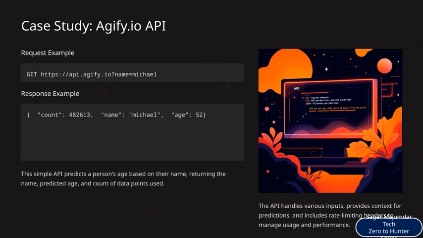What makes this API really useful is its simplicity. It takes a name as input and provides a predicted age, along with the context of how many data points support that prediction. It handles various inputs effectively, and it also offers additional details like rate-limiting headers. These headers help manage how much we can use the API at once, ensuring it stays fast and reliable for everyone.